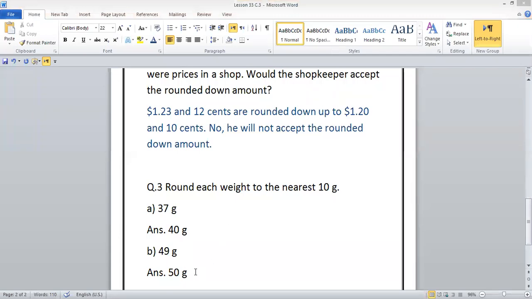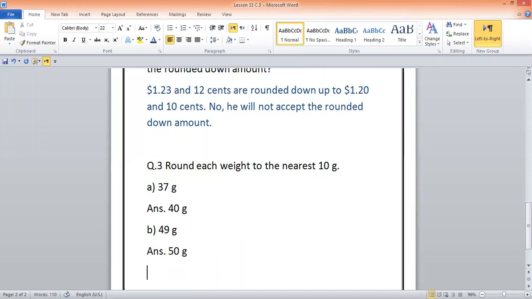The answer is 50 gram. Why? Because 9 is more than 5. So that's why you will add 1 to the 4, making 5, and instead of 9 in the ones place, you will write 0 as you are rounding off to the nearest 10. Guys, I'm going to write now C, D, and E together. Okay, I hope you have finished it.